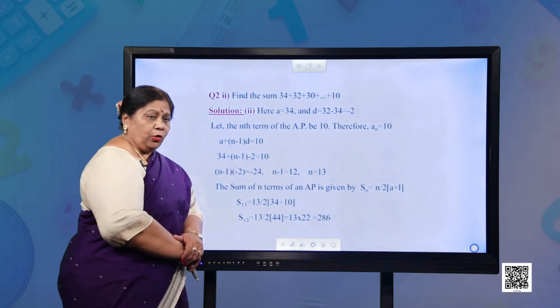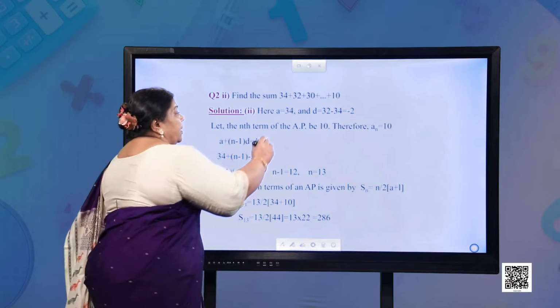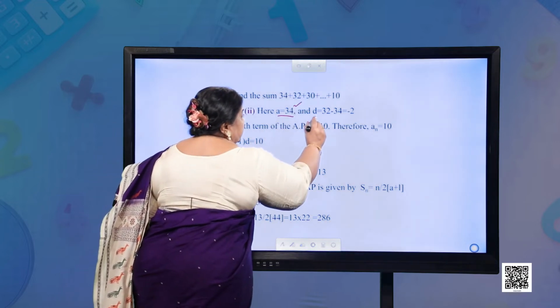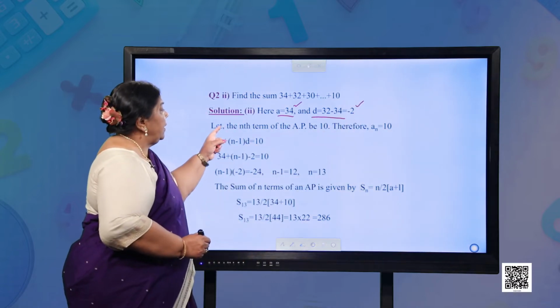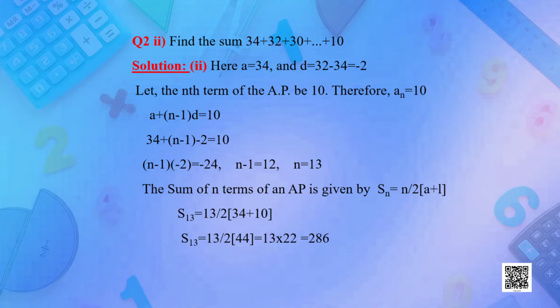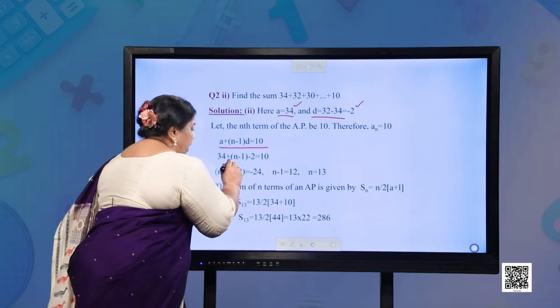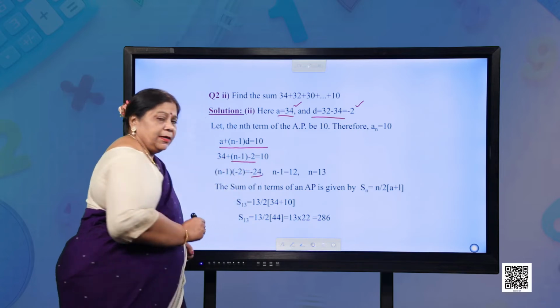Find the sum 34 plus 32 plus 30 so on till 10. Here A is 34 and D is 32 minus 34, that is equal to minus 2. Let the nth term of the AP be 10. Again we will use nth formula, that is A plus n minus 1 into D is equal to 10. What is the value of A? 34. We are substituting here. 34 plus n minus 1 into minus 2 is equal to 10. That gives me n minus 1 into minus 2 is equal to 10 minus 34 is minus 24.